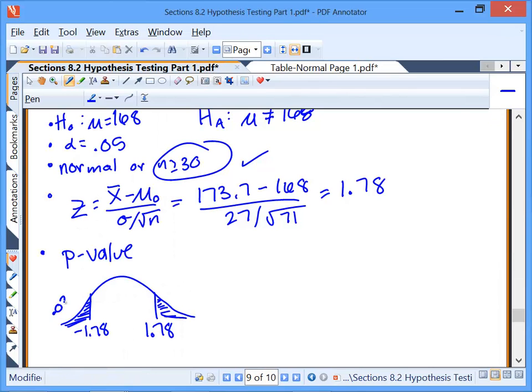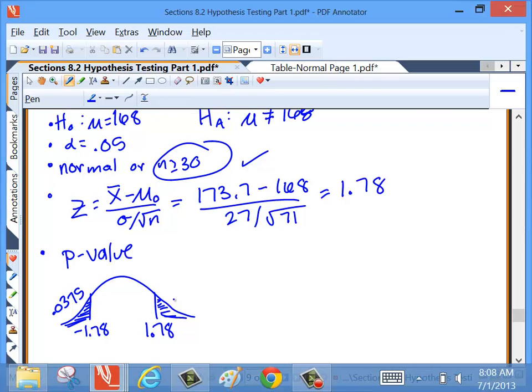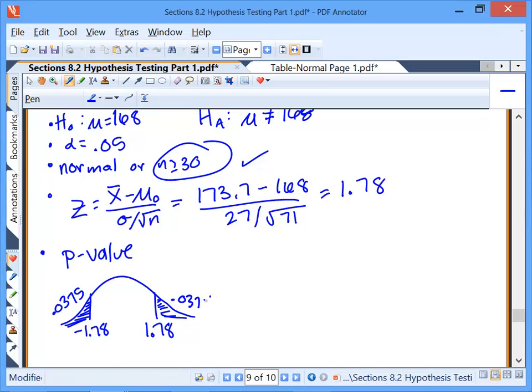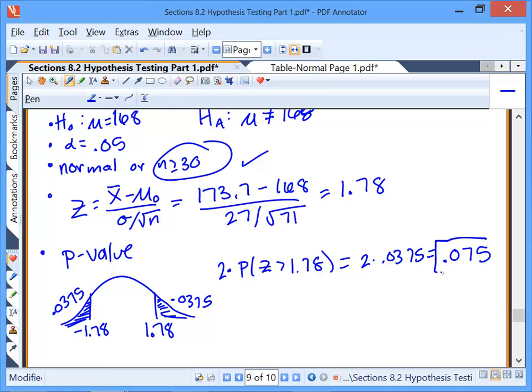So this is 0.0375, and this area is 0.0375. So the probability, so 2 times the probability that z was greater than 1.78 is 2 times 0.0375, which gives me 0.075. So that is my p-value.